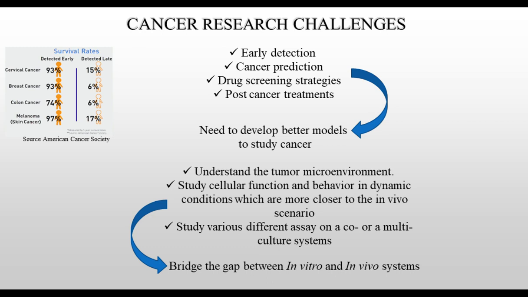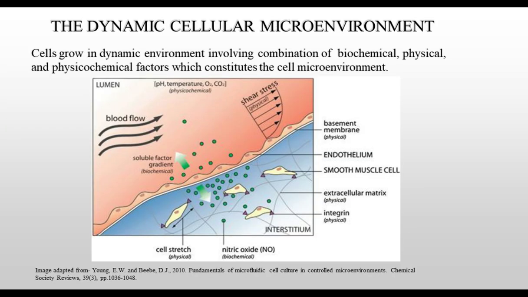To address these challenges, the first experimental step starts with carrying out in vitro cell culture assays. But there is a need to develop better models to study cancer, as we all know the magnitude of variation which we encounter when performing in vitro to in vivo transitions. So we need better systems, because to study cellular functions and behaviors in dynamic conditions which mimic in vivo scenarios, understanding the microenvironment is a realistic way. Studying various co- and multi-culture systems would eventually bridge the gap between in vitro and in vivo systems, generating realistic data in the primary stages of investigation.